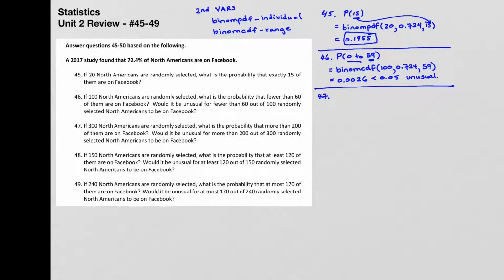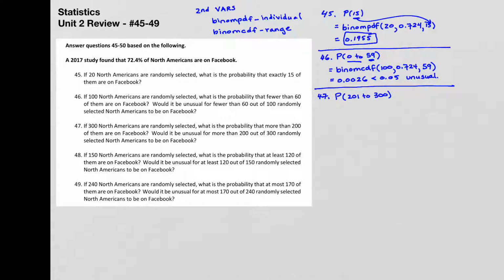In this one it says if 300 North Americans are randomly selected, what is the probability that more than 200 of them are on Facebook? Now here's why this is a little bit more complicated. Because we're going to calculate the probability, it said more than 200, so that means we can start at 201 and go all the way up to the maximum number of people that we have. We can't have more than 300 because we only selected 300. So it's 201 to 300.